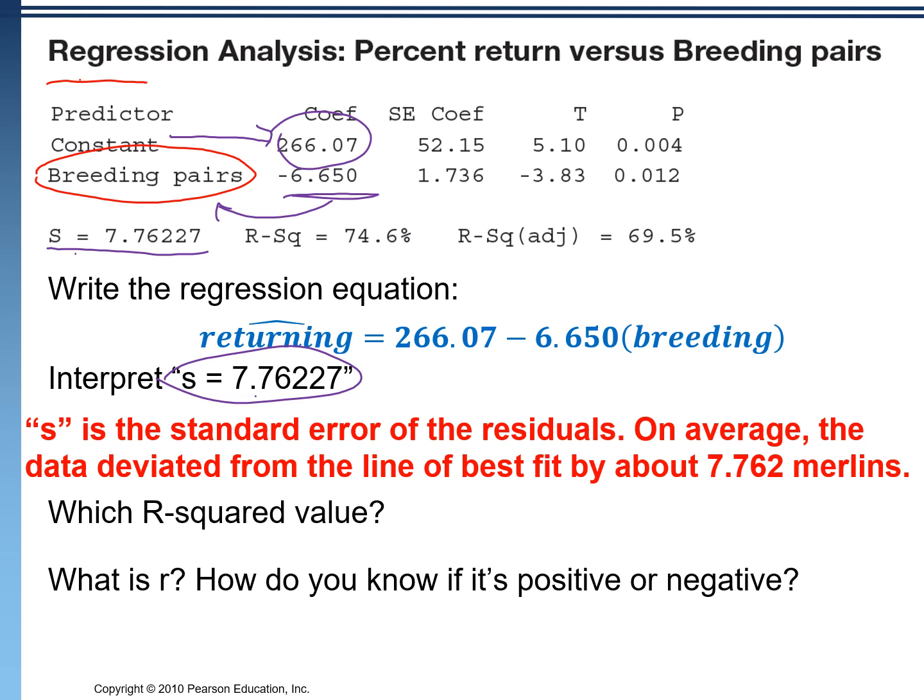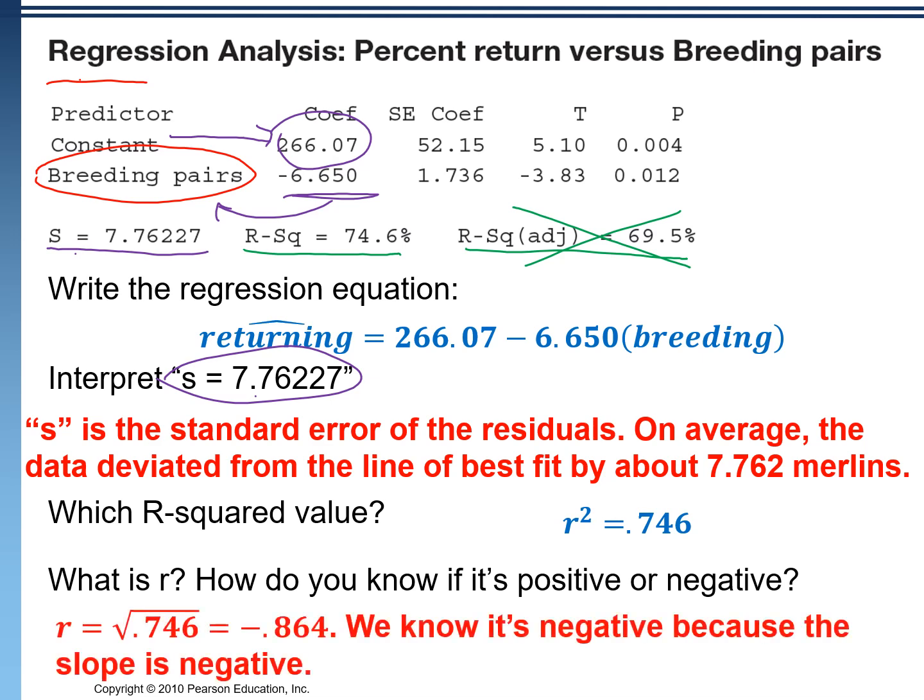We see 2 R-squared values in this table, R-squared and R-squared adjusted. We never use the adjusted one, use the regular R-squared one. And lastly, what is R? How do we know if it's positive or negative? Well, r is the square root of r squared, and we know it's negative because our slope is negative. So negative 0.864.